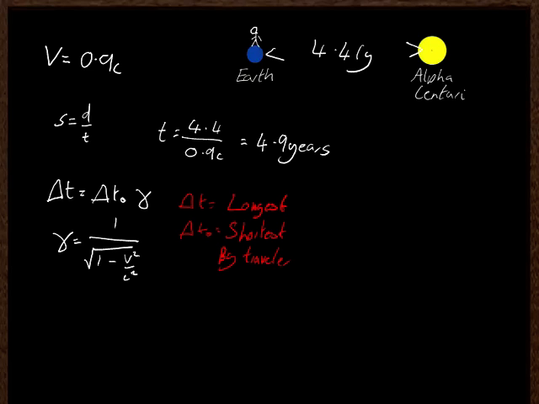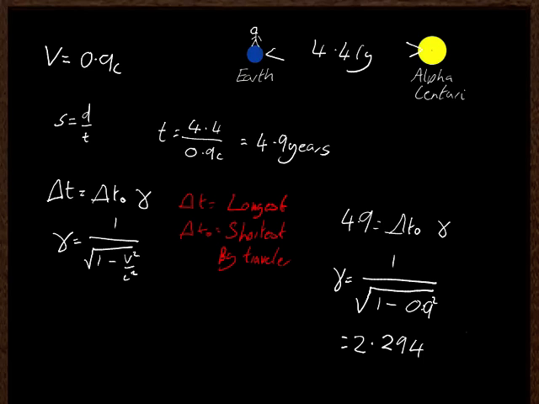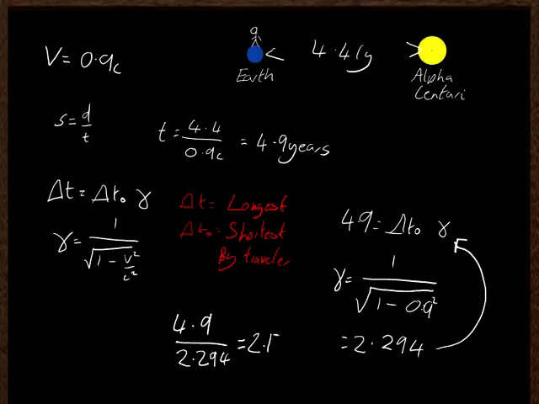So let's work out then how long the time is. We know that the longest possible time is 4.9 years, so that equals delta t naught times gamma. So we need to work out what gamma is. That's 1 over the square root of 1 minus v squared over c squared, which is the same as saying 0.9 squared, and that works out to be 2.294, not years, 2.294. That's what gamma is equal to. And so we can then put this into this equation here to get 4.9 divided by gamma, 2.294, and that equals 2.136 years.